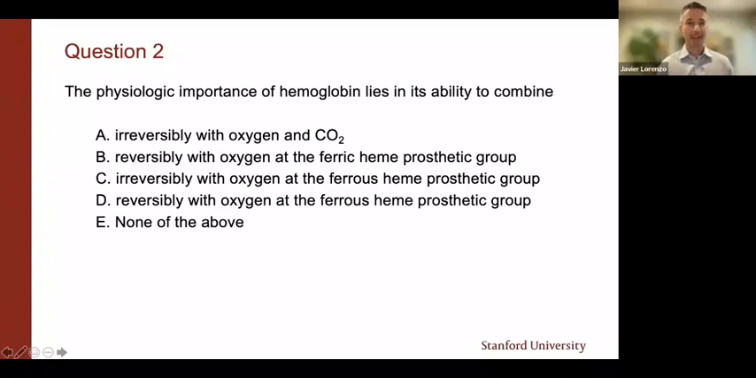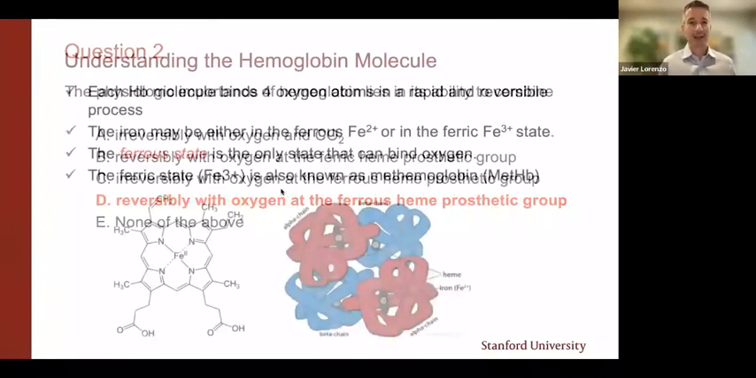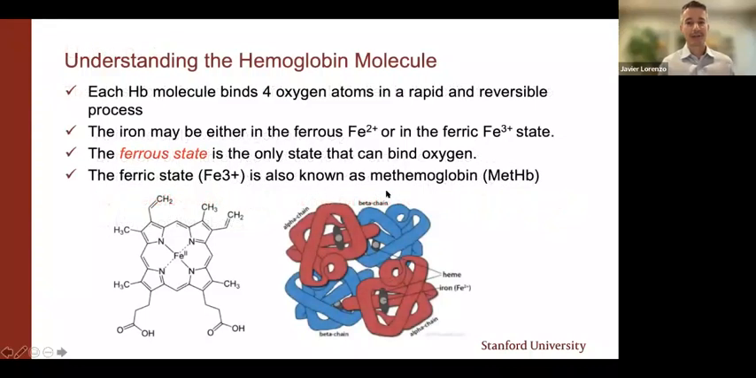You know that oxygen and hemoglobin have a reversible bond. And the question is, does oxygen bind to hemoglobin in the ferric state or in the ferrous state? Okay, ferrous state. There you go.